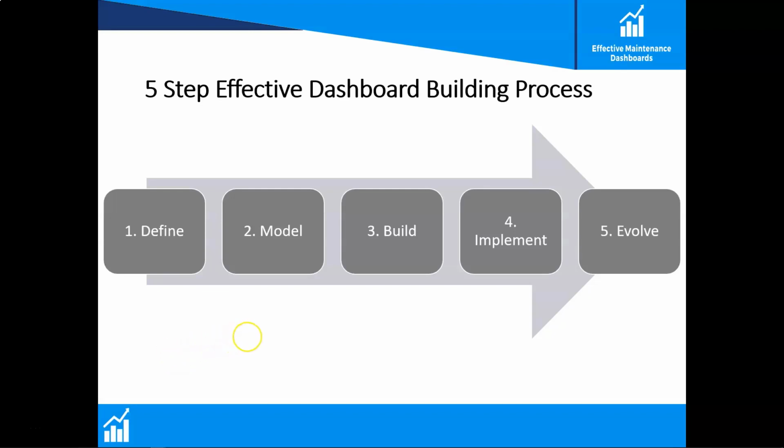In step number 2, we'll look at the model. The model is the relationships between different tables within a data model. It includes the calculated columns that are required and also additional measures to answer the business questions. Step number 3 is the build, and we'll look at the 4 stages within this build process.